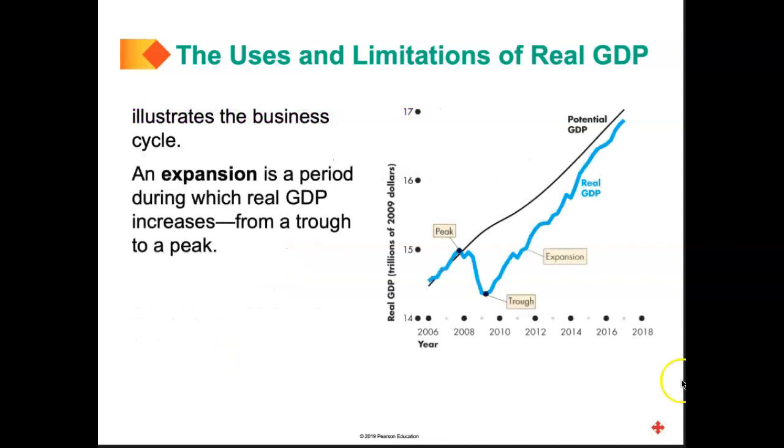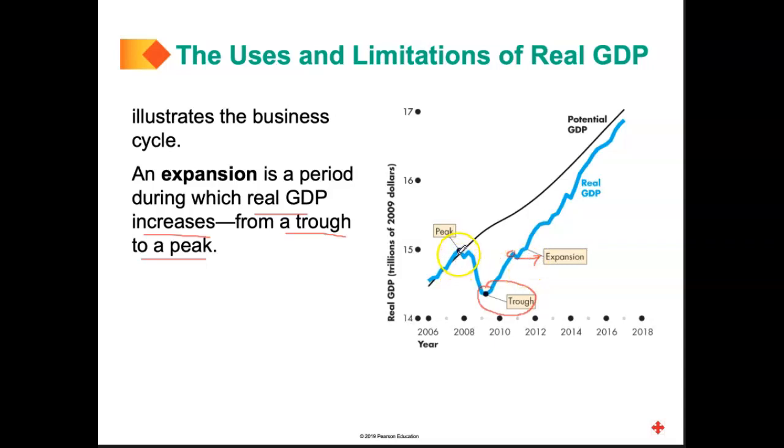This figure illustrates the business cycle. The expansion is when you have an economic boom, a period in which real GDP increases, generally from a trough to a peak. So you have a trough right over here. The lowest point during a recession is a trough, and then you have a peak. So from this point to this point, before there was a dip, you can call it an expansion.